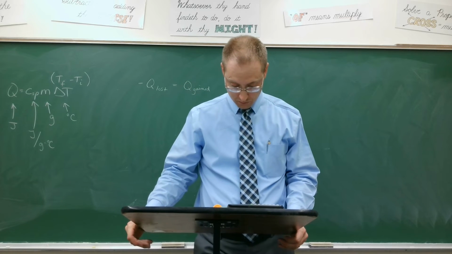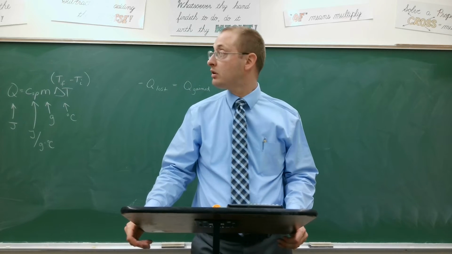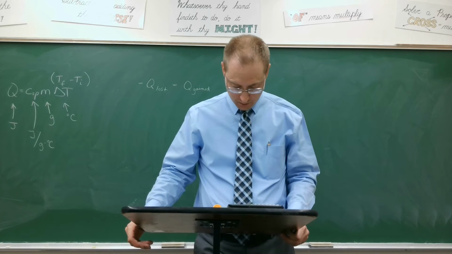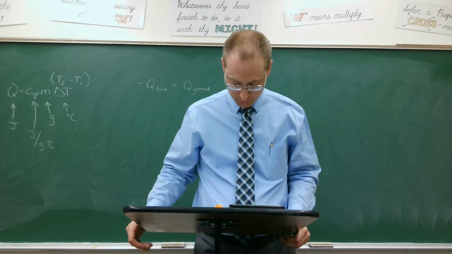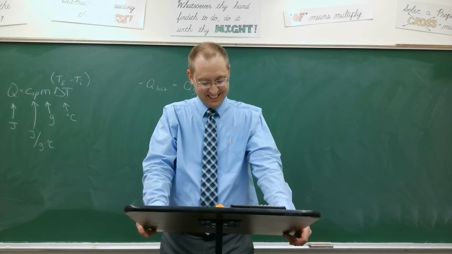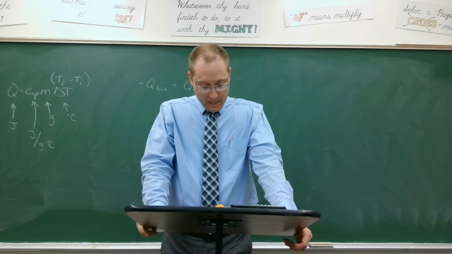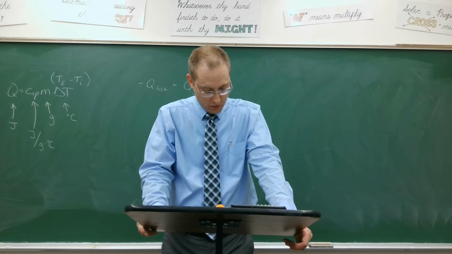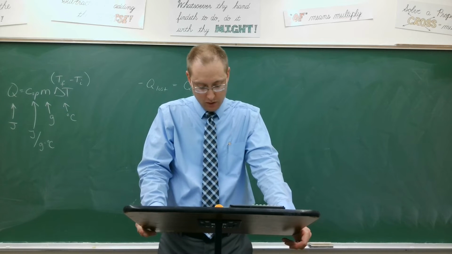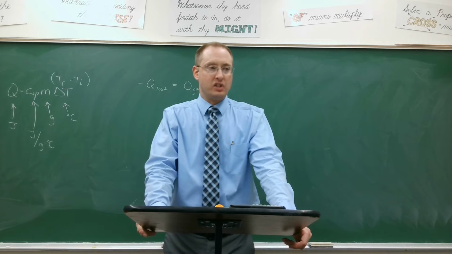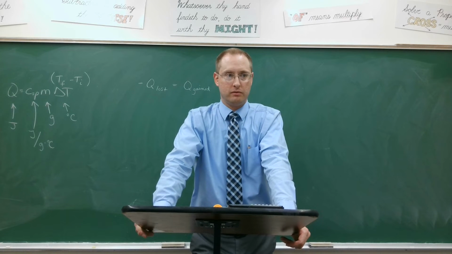A 24.1 gram sample of zinc is heated to 99.4 degrees Celsius and placed in a calorimeter containing 60 grams of water at 23 degrees Celsius. The final temperature is 25.8 degrees Celsius. Calculate zinc's specific heat. All right. Is the zinc hot or cold, class?